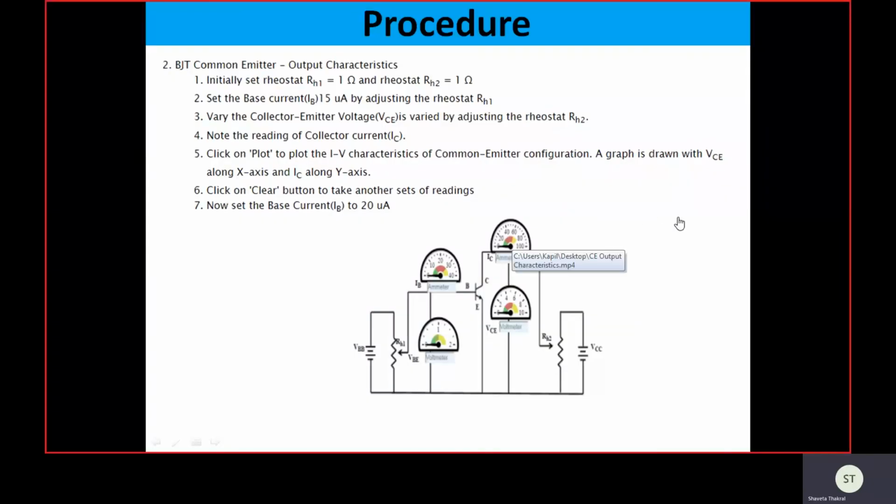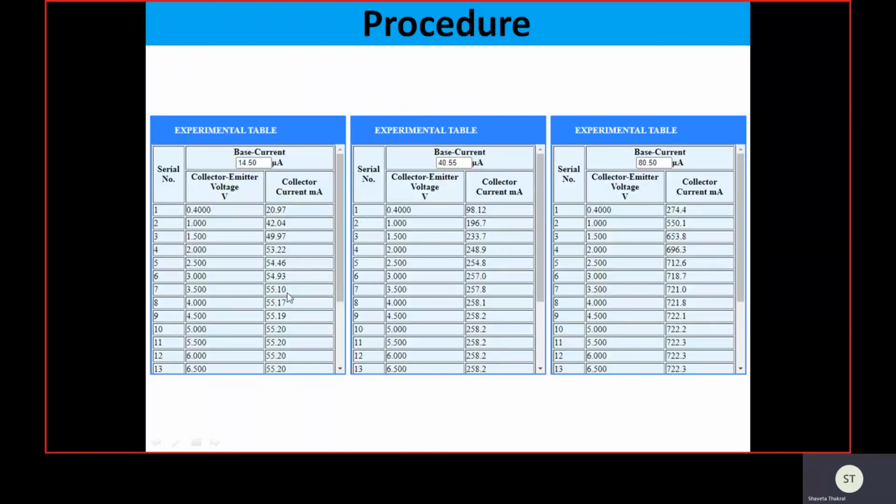So in this way we can plot the output characteristics of BJT in the common emitter configuration. We have taken three sets of readings. The first set of readings corresponds to base current 14.5 microampere. The second set of readings is for base current 40.55 microampere, and the third set of readings for base current 80.50 microampere. And we can see that if we increase the value of base current, obviously there is a change in the collector current.